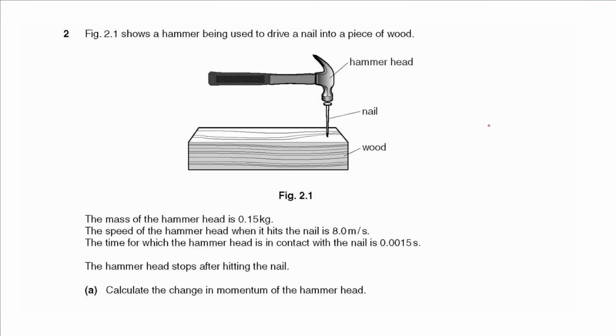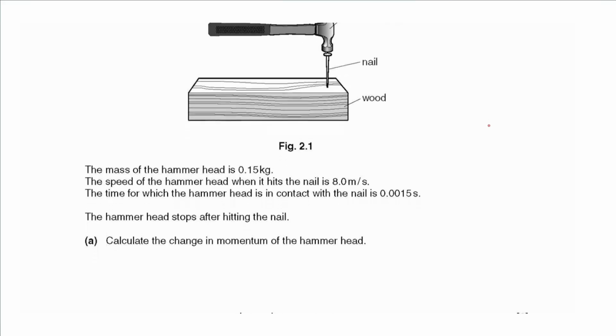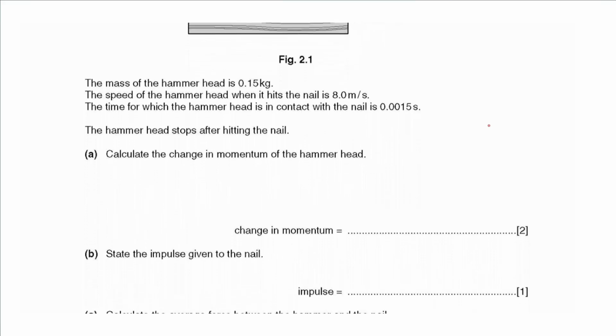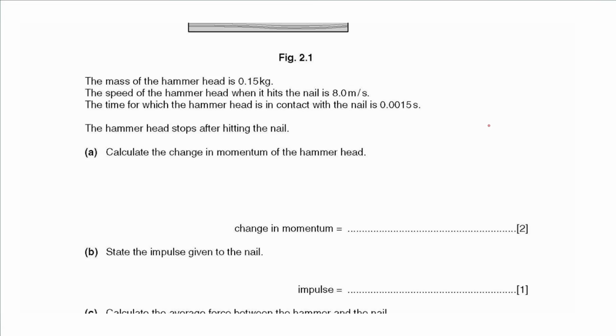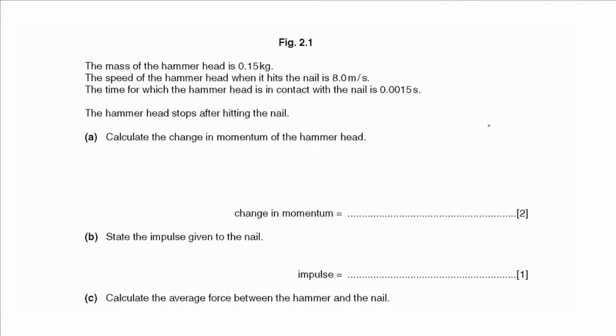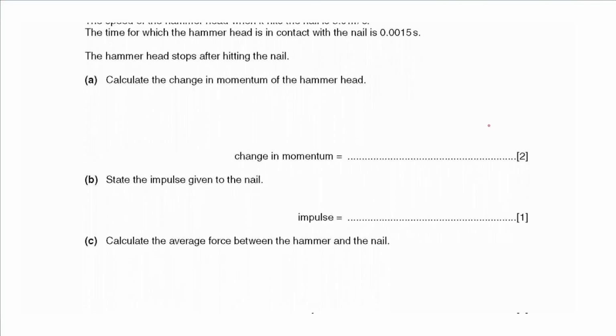Question 2 says Figure 2.1 shows a hammer being used to drive a nail into a piece of wood. The mass of the hammer head is 0.15 kilograms. The speed of the hammerhead when it hits the nail is 8.0 meters per second. The time for which the hammerhead is in contact with the nail is 0.0015 seconds. The hammerhead stops after hitting the nail. Calculate the change in momentum of the hammerhead.